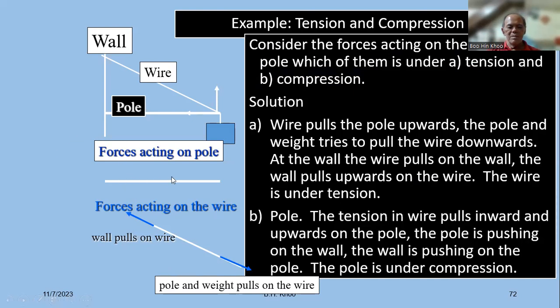How about the pole? The tension in the wire pulls inwards, so we can resolve it as one pulling it up, one pulling it towards the wall. The pole is pushing on the wall, so the wall is pushing on the pole. The forces acting on the pole are this force due to the tension, and the wall normal reaction pushing there. So the pole is under compression.